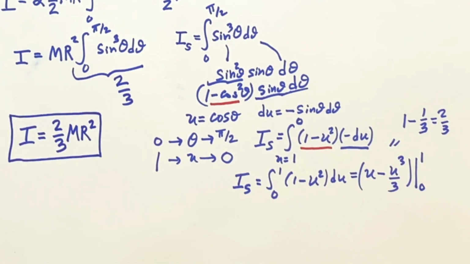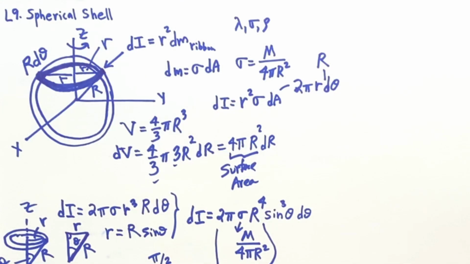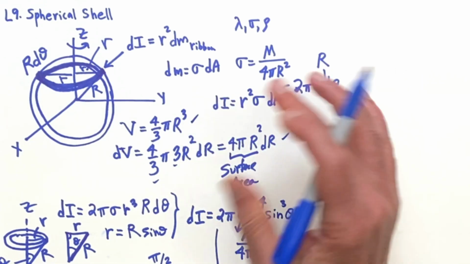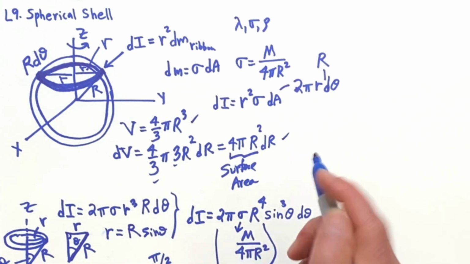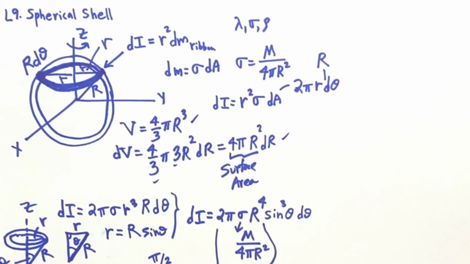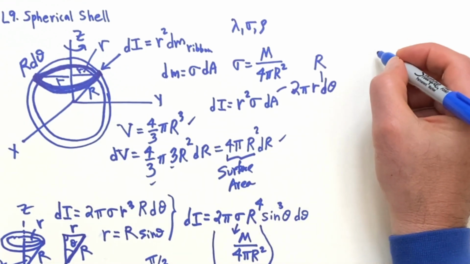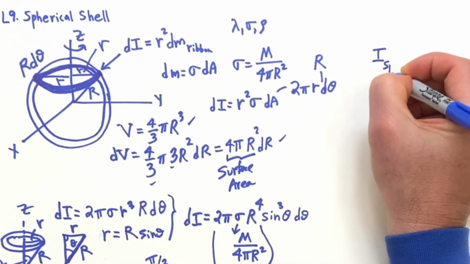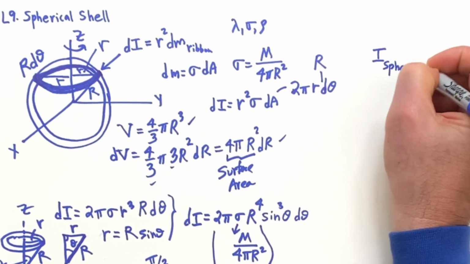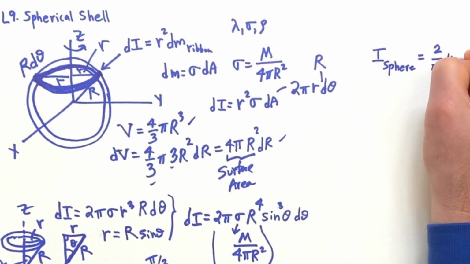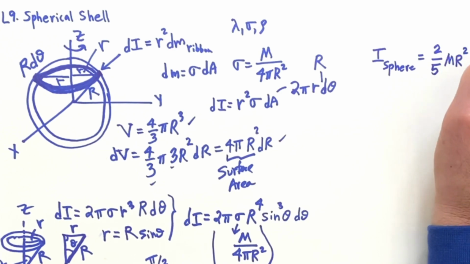Now I'd like to show you another way of doing this. It's always good to do things more than one way. The trick I want to use here is related to the trick where we take a differential from a volume element and get the surface element. Here, we know that the moment of inertia for a sphere is equal to 2/5 mr squared.